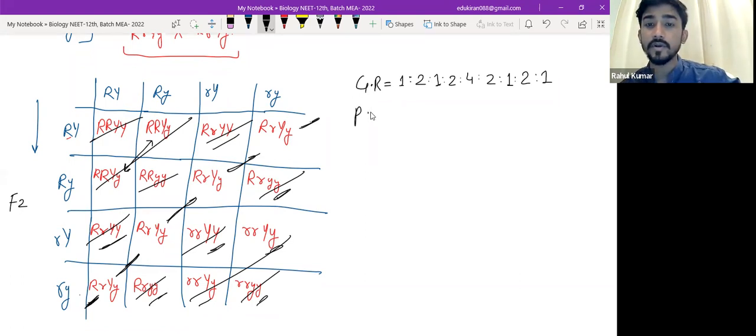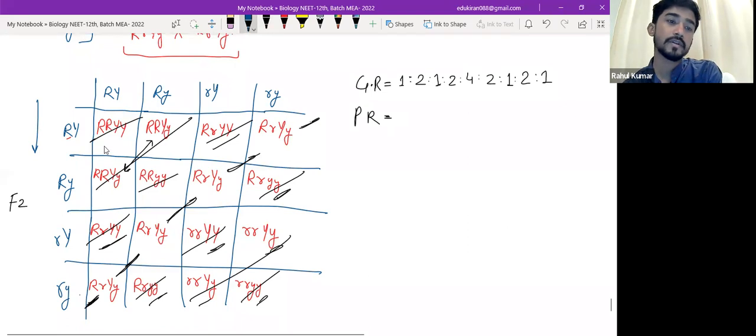And what do you think is the phenotypic ratio? Now this is interesting. Tell me. Let's figure it out. For the first one, what will this be? Round and yellow, right? Saifullah, you're there. You have to lead me in this.